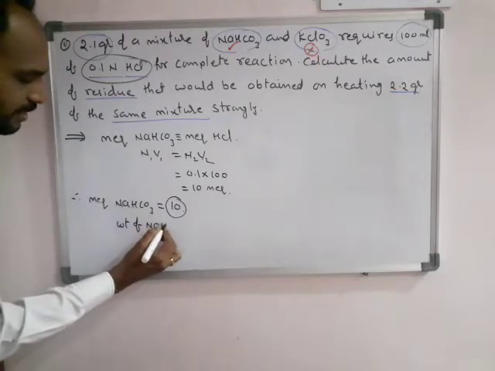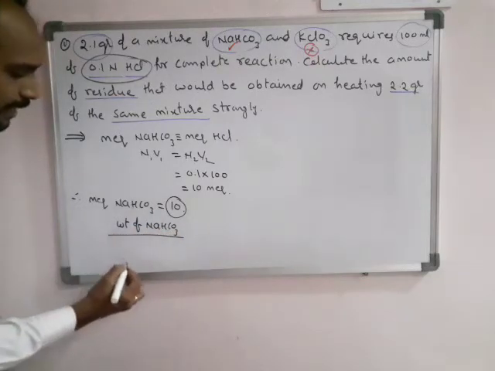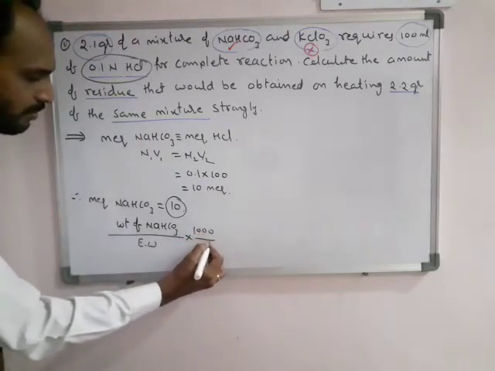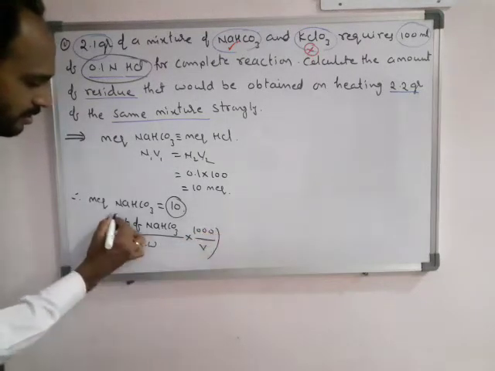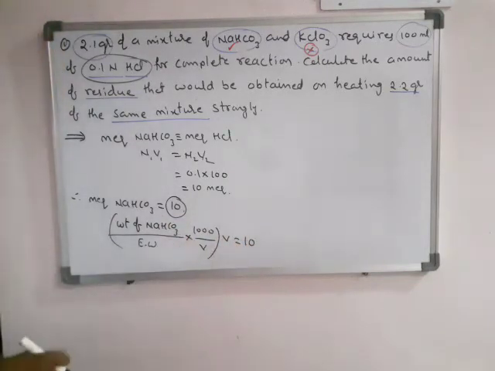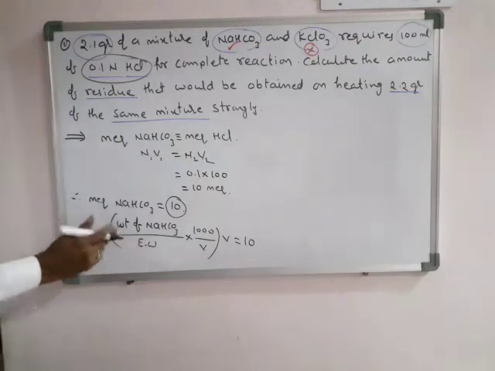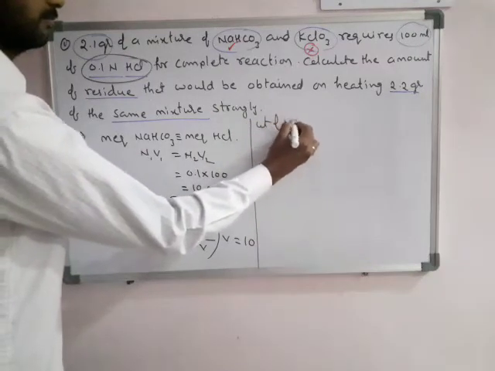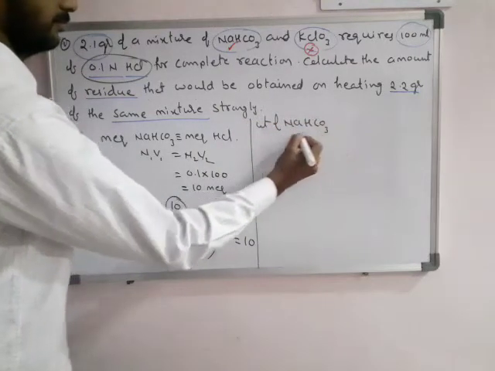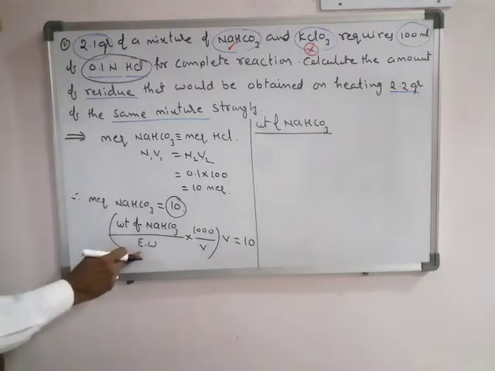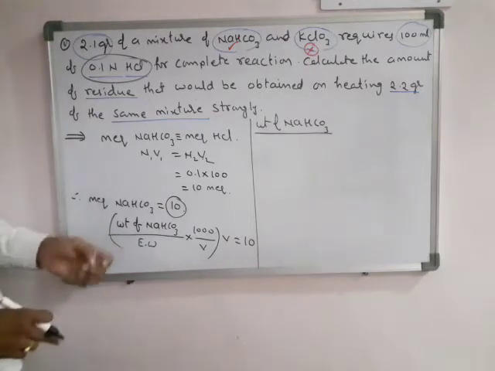Normality means weight of NaHCO3 by equivalent weight into 1000 by volume in milliliters into V. So all the calculation we have, that is equal to 10. So we need to find the weight of NaHCO3. Equivalent weight we calculate with the help of molecular weight by its charge. Molecular weight by its charge.